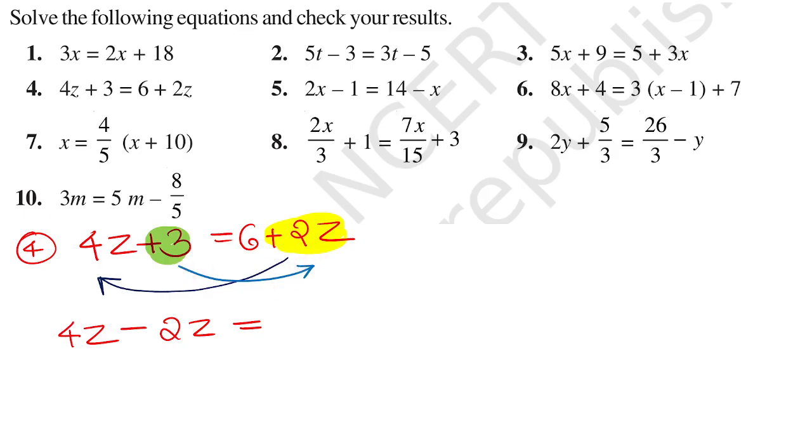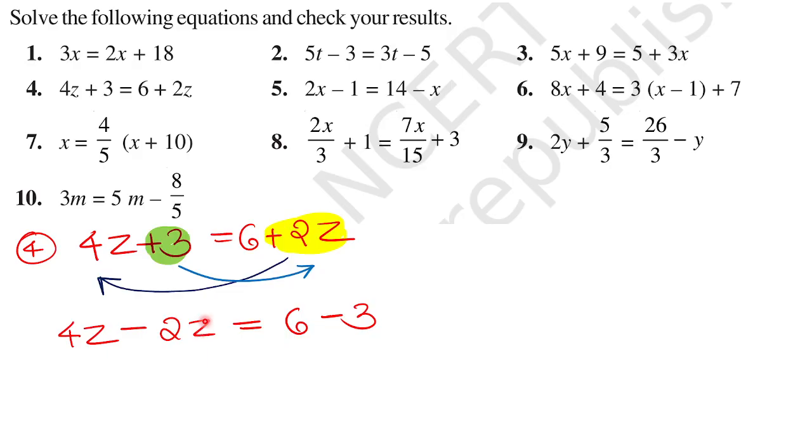I have already discussed this, but remember, the 6 was already there on the right side. Now this plus 3 is going to the other side and becomes minus 3. So the left side is 4z minus 2z.